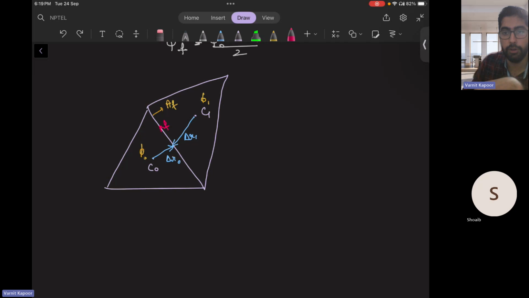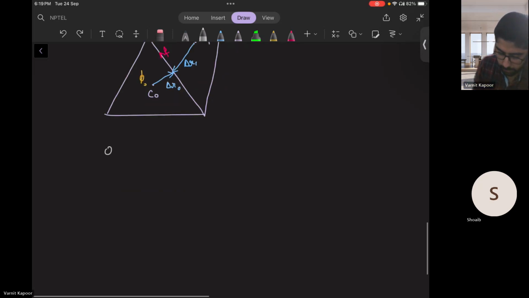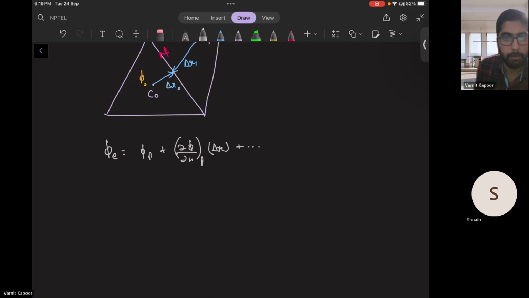If it were 1D, we know how to do it, right? Essentially, phi east is nothing but phi P plus dou phi by dou x at P times delta x, and so on. But here I cannot use 1D because this is connecting delta R naught, which is a vector. So we can use a general Taylor series expansion and relate phi f, phi at the face, from phi naught. So phi f will be what?